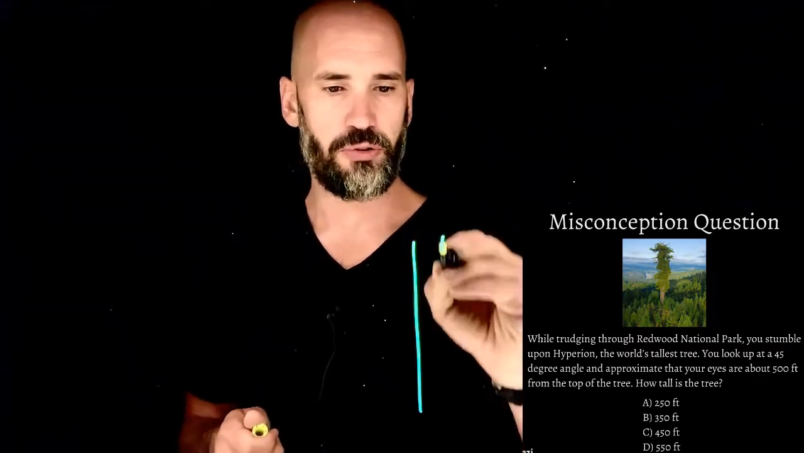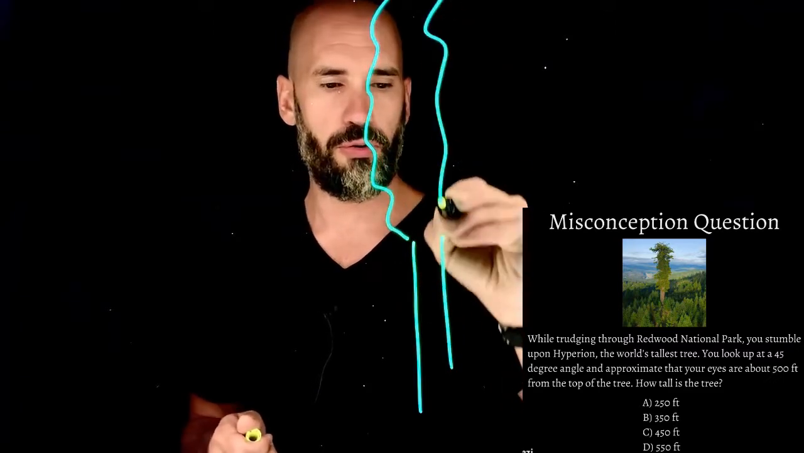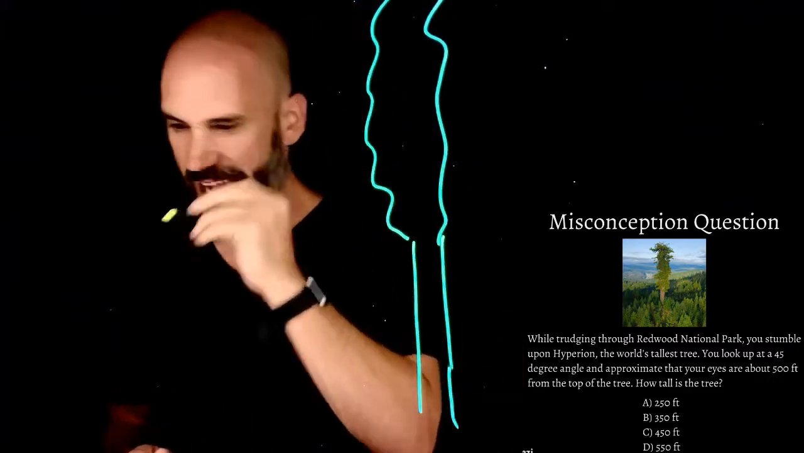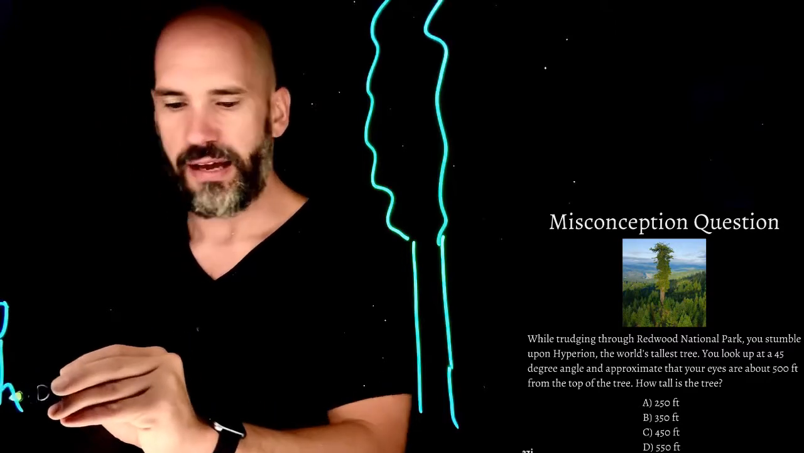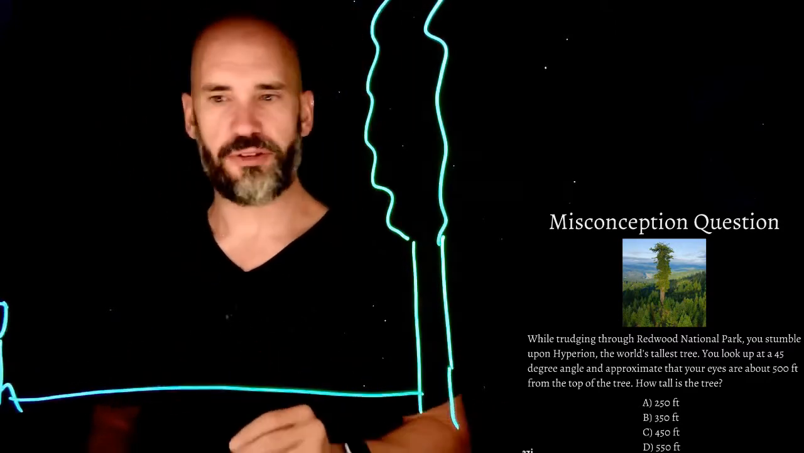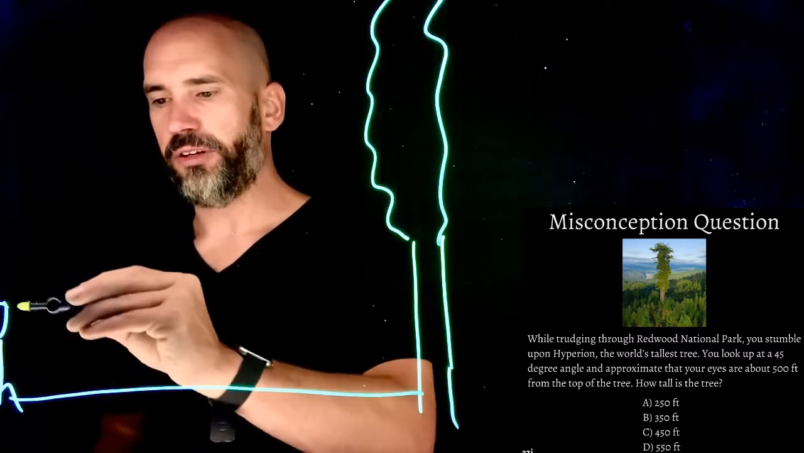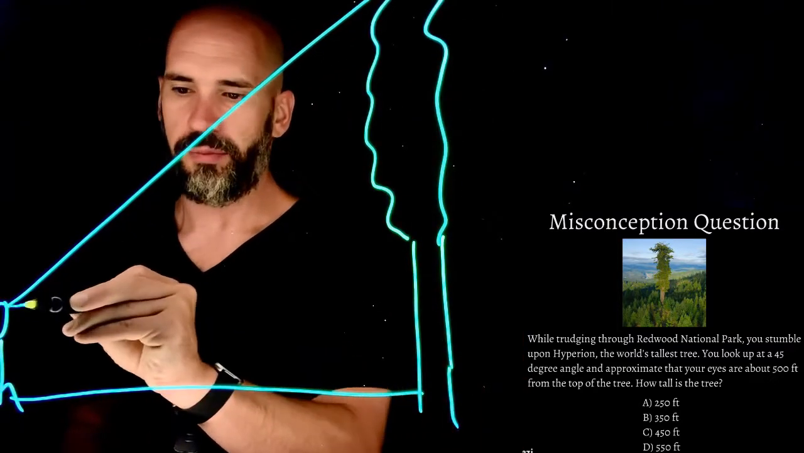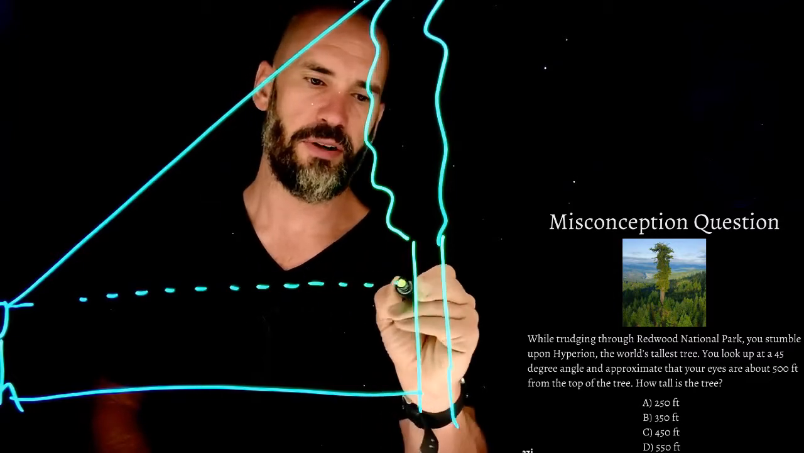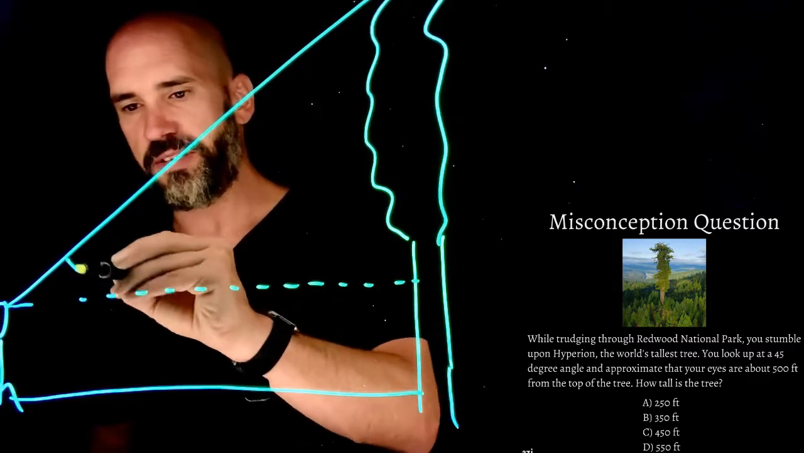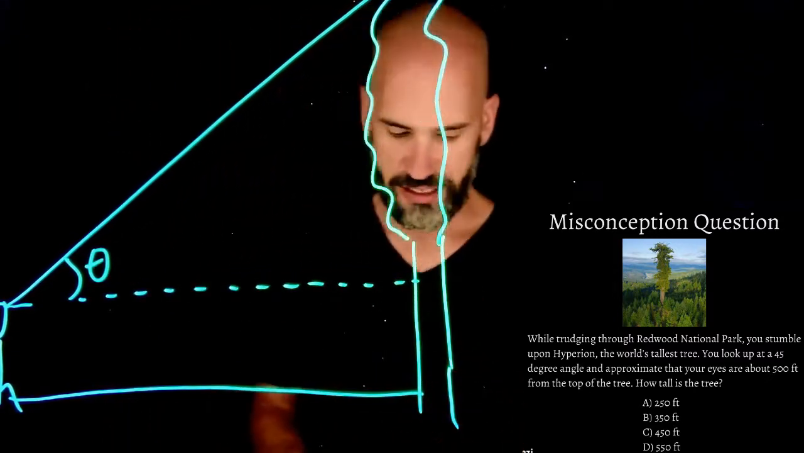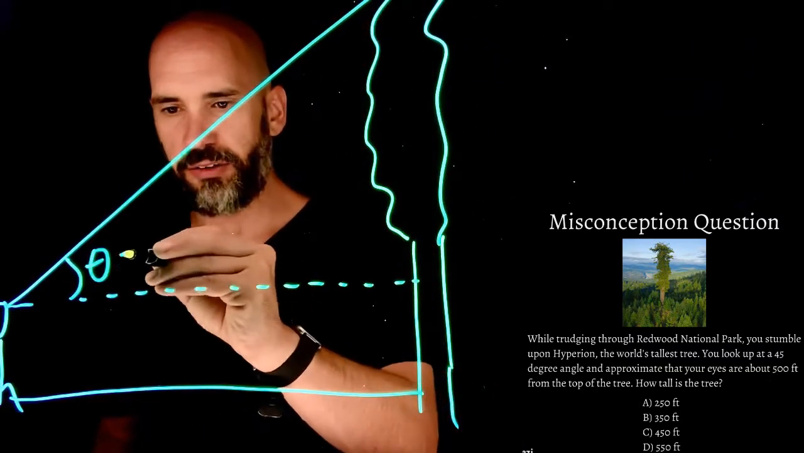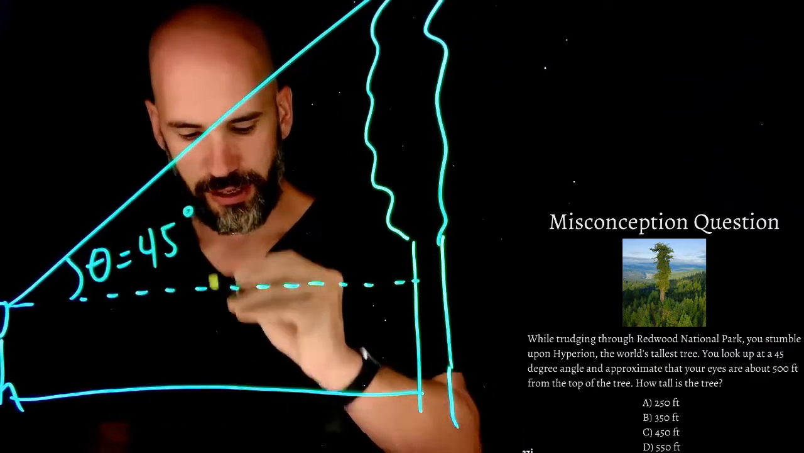So here's the thing. I'll do this in green because it's a tree. So I have this cool tree, right? Okay, and I am over here, some distance away from the tree, and I am looking up, and then I'm just going to say that this is my distance away from the tree also. And so there must be some theta there. So the question is, you look up at a 45-degree angle, it's telling you this is 45 degrees.